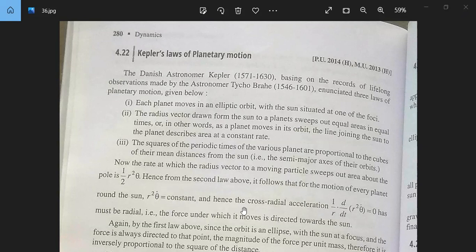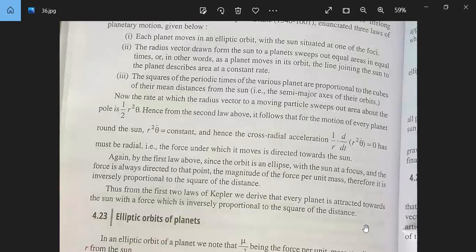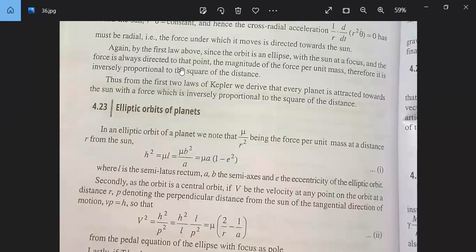यानी कि ये हमारा constant, and hence the cross radial acceleration 1/r d/dt (r square theta dot) will be 0. Must be radial. That is, the force under which it moves is directed towards the sun. Again, by the first law above, since the orbit is an ellipse with the sun at a focus and the force is always directed to that point, जो force हमेशा focus की ओर directed है, the magnitude of the force per unit mass therefore is inversely proportional to the square of the distance. Means F is proportional to 1/r square.